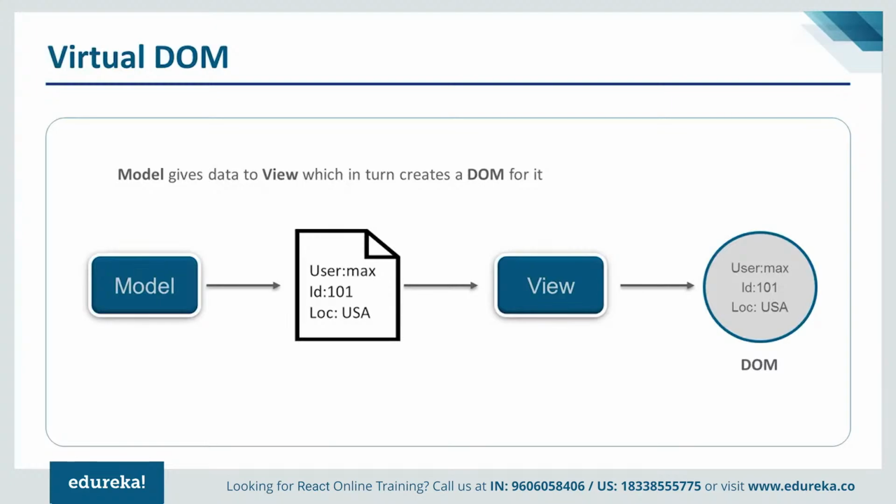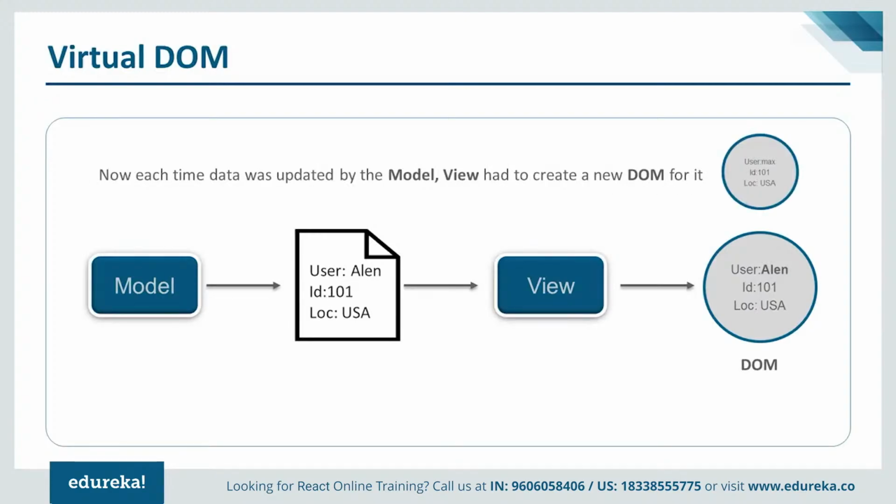So in general, in the diagram you see a model, a view, and a DOM. Typically, the model gives the data to the view, which in turn creates a DOM for it. DOM is nothing but the structure of how the data will be laid out. Then, whenever the data is updated by the model, the view had to create a new DOM for it.